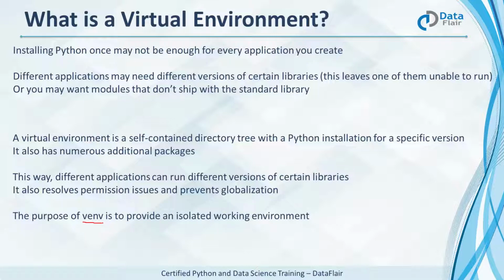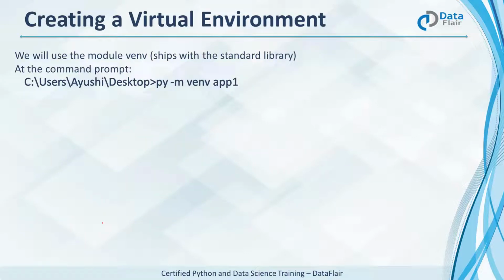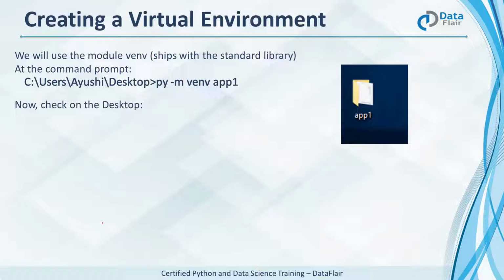Let's learn to create a virtual environment. We'll do this with venv. You don't need to manually install this because it ships with Python. Run this command at the command prompt. This runs the venv module as a script and creates a virtual environment which we'll call app1. This creates a folder in the current working directory. For us, this is the desktop.